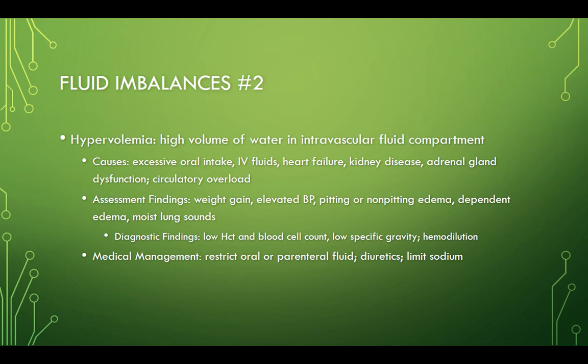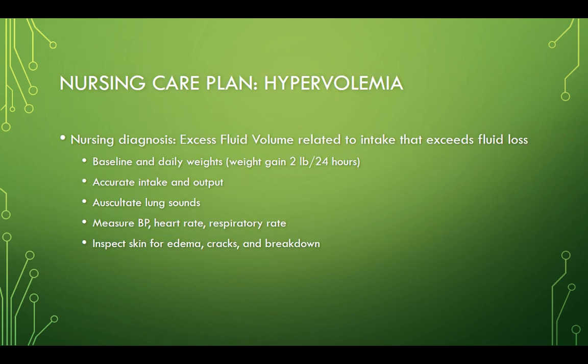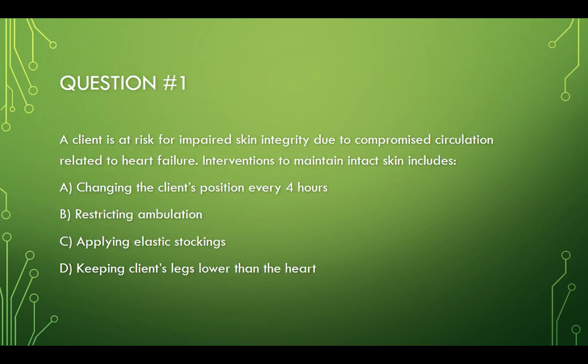Lab values for this: you have a lowering of your hemoglobin and hematocrit. You have a serum and urine osmolarity decrease, a decrease in urine sodium and specific gravity, and a decrease in your BUN. Next, you have a nursing care plan, which you can look at to see what you're going to do.